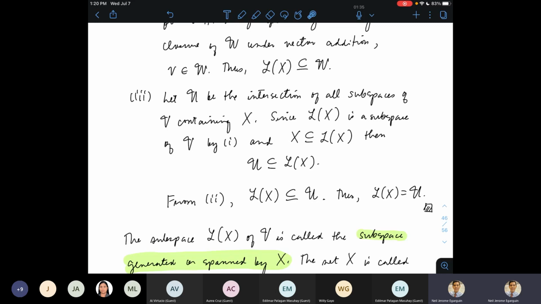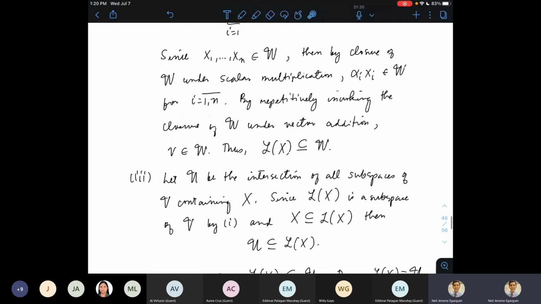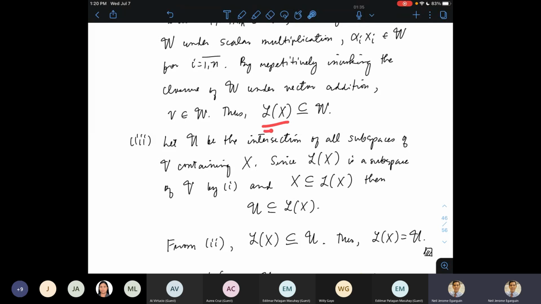Okay? And then the reverse inclusion directly follows from statement 2, right? So kasi gusto kong ipakita naman si L of X is a subset of U. So, bakit siya magpa-follow? Bakit siya mag-follow from 2? Because 2 says that curly L of X is a subset of any subspace containing X. All right.